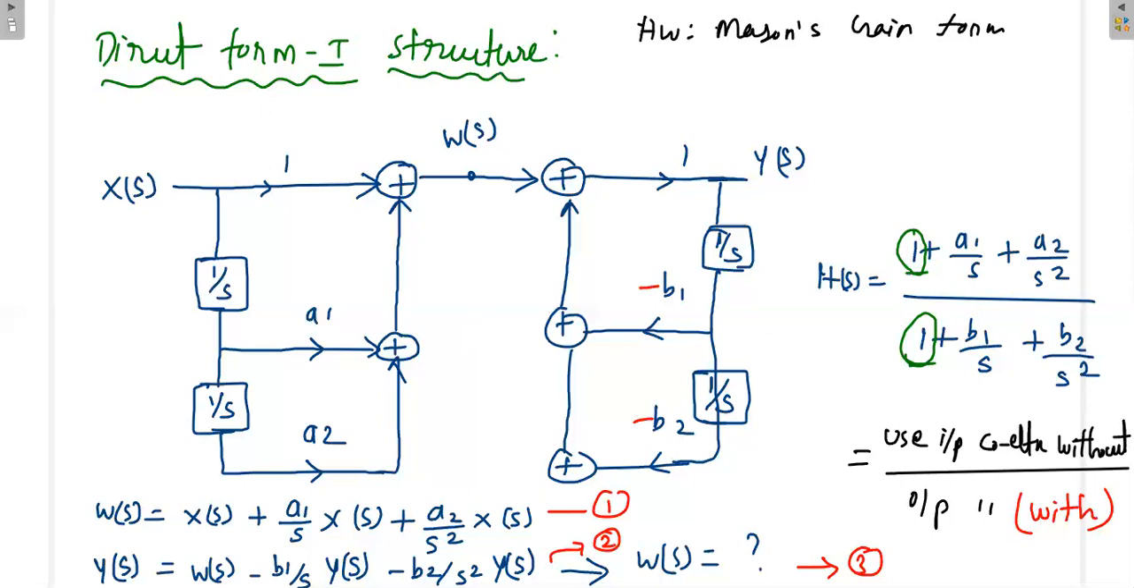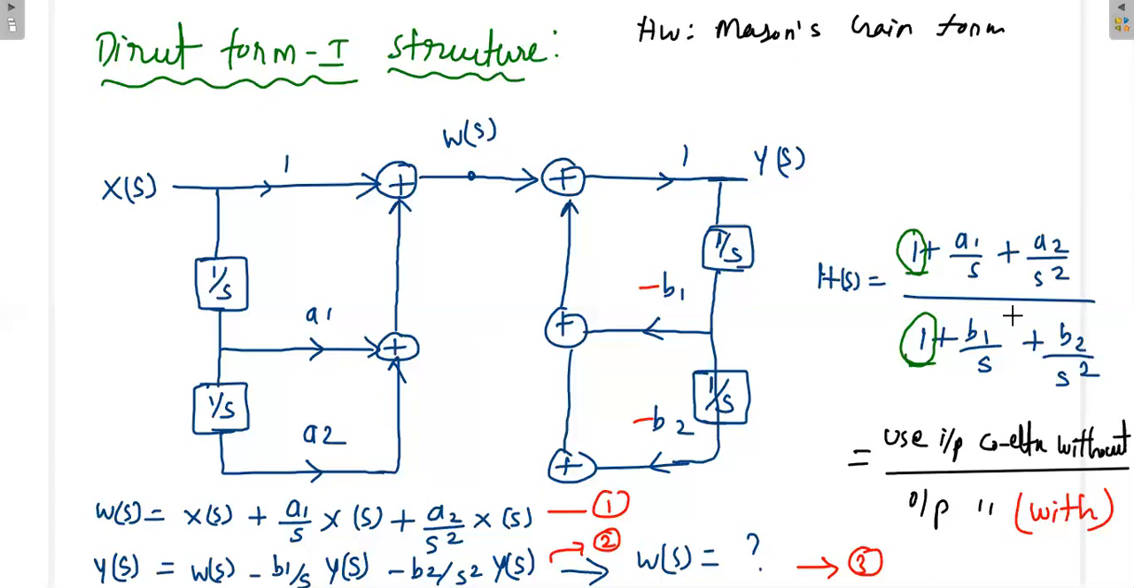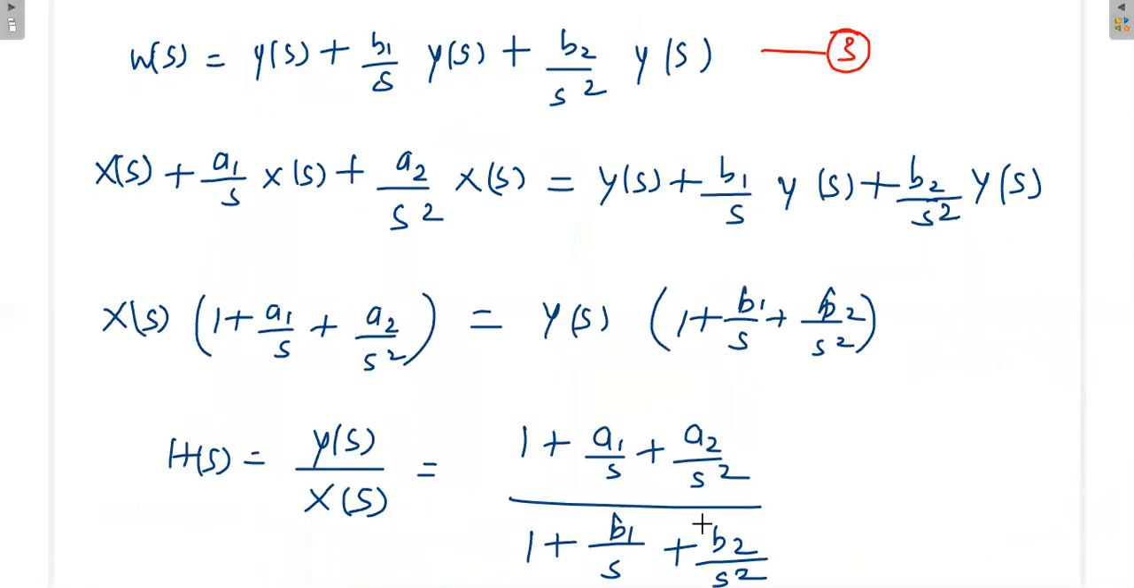But in the exam, they will be giving you this expression. Directly you have to draw the direct form 1 structure. This is some shortcut way; easily, once you know the structure, you can draw it. But actually, we'll be going in reverse. Once they give the H(s) expression, we'll try to write like this.